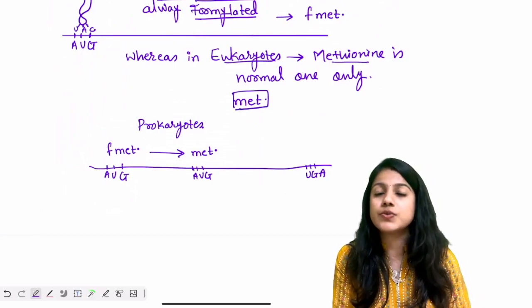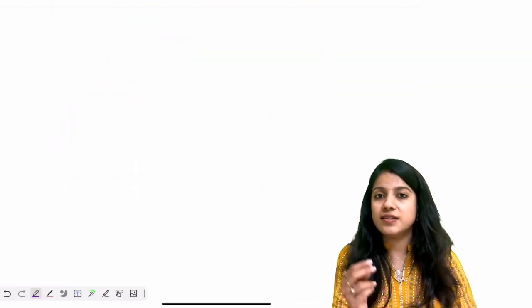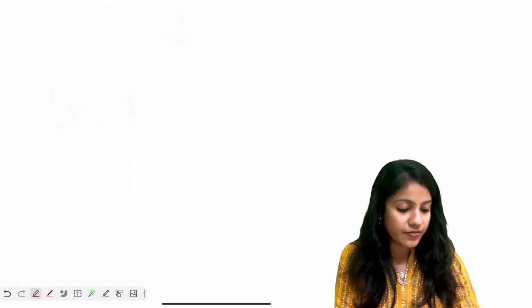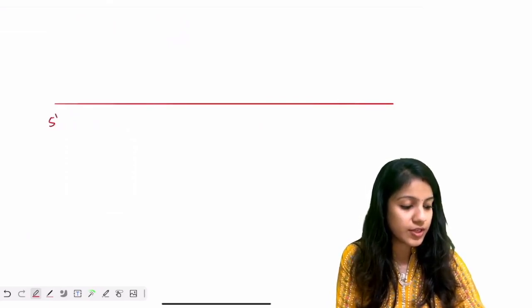Correct? So, this is what the translation process is. So I'll just revise it a little bit in short. We have this mRNA, right? 5' to 3'.